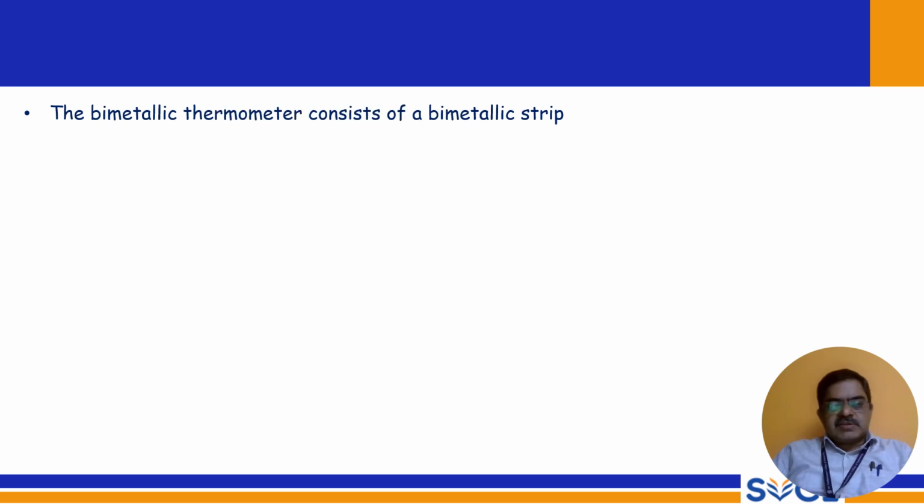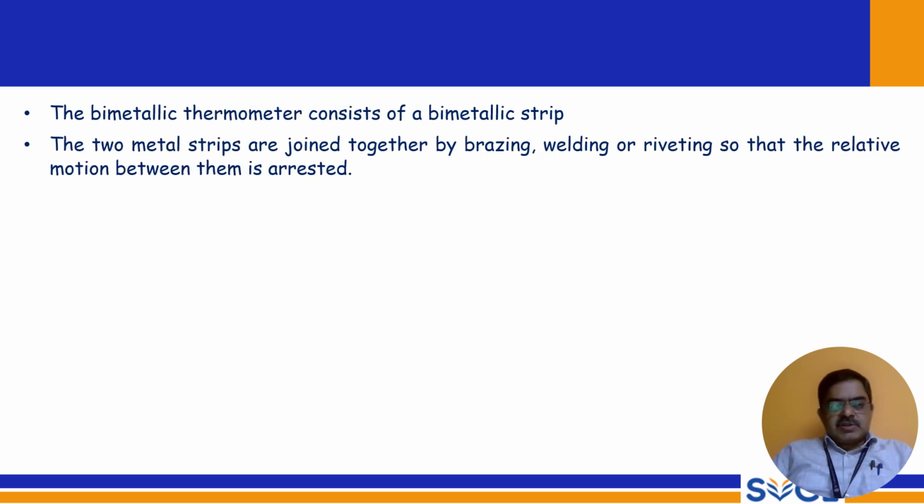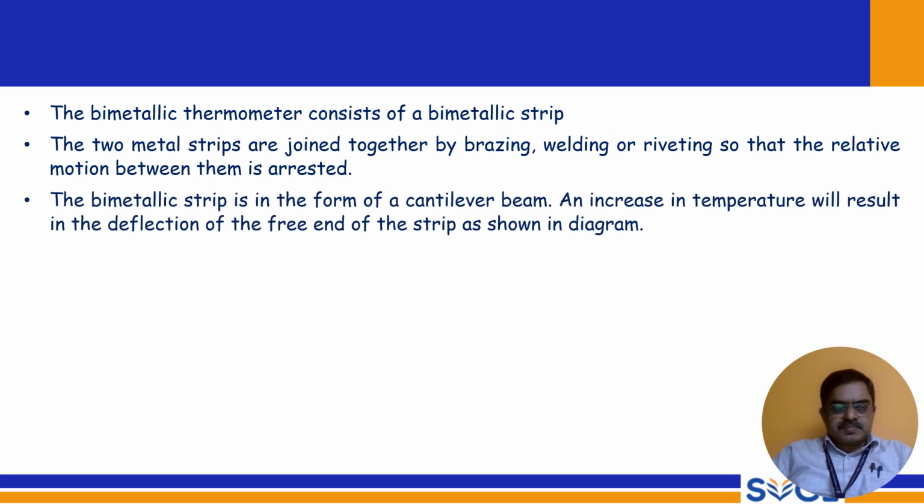A bimetallic thermometer consists of a bimetallic strip. The two metal strips are joined together by brazing, welding or riveting so that the relative motion between them is arrested. There should not be any relative motion between those two strips, because if there is, you will not get an accurate measurement. The bimetallic strip is always in the form of a cantilever beam.